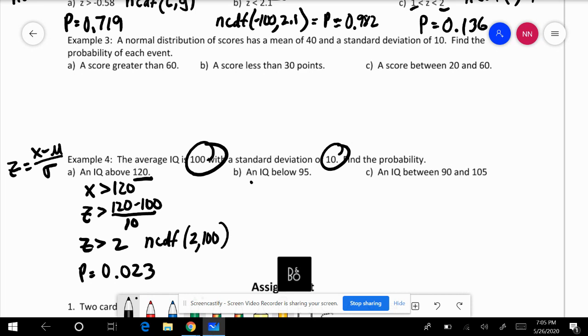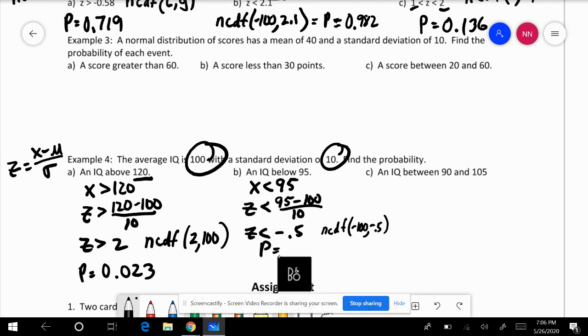Now, if we're looking at letter B, it's below 95. So that means less than 95. Once again, we're going to convert it into a z. We take our x value, we subtract the mean, and we divide it by the standard deviation. That gives us a z value of negative 0.5. So we're going to be using our normal CDF. We're going to do negative 100, comma negative 0.5. And that right there gives us a probability of 0.309.